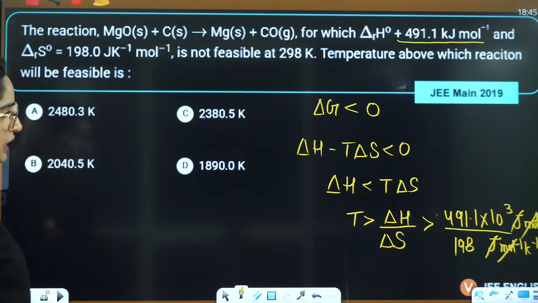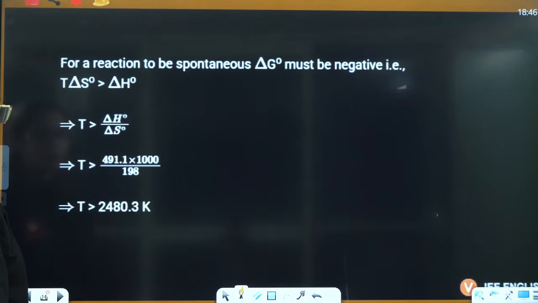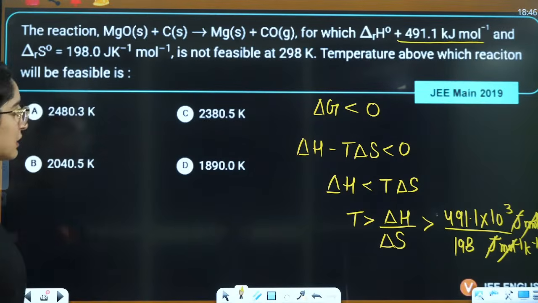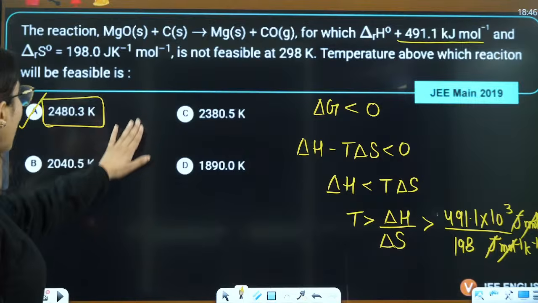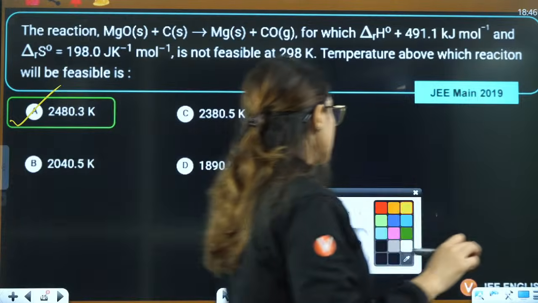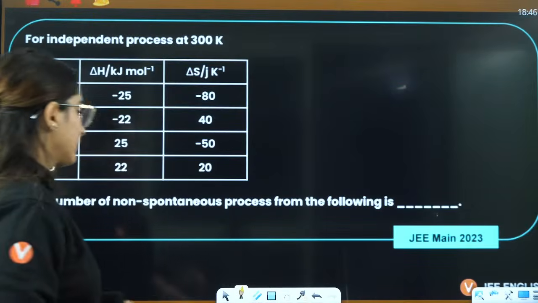Solve this value, I think it should be 2040. I think B should be the correct answer. I'm not sure. I have not calculated, but okay, it is coming out to be not B, but 2480.3. This is the correct answer here. So you can solve this by doing the calculation and you will get your answer. That is, A is the correct answer here. Okay, everyone, right? Yes, calculation hai, that is there.